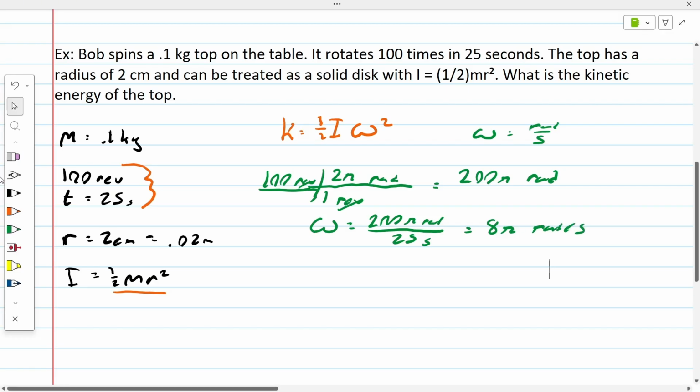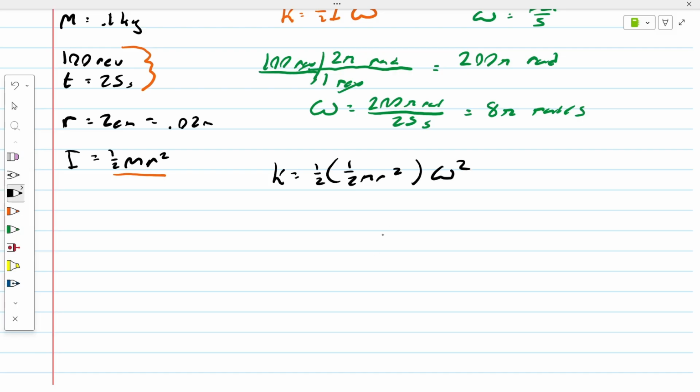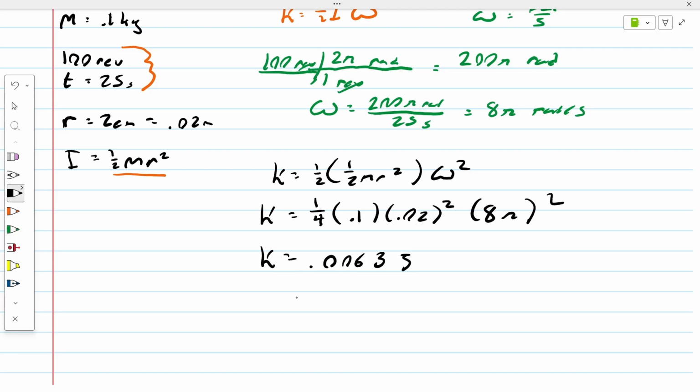Now we have all of the variables we need to solve this, so we can plug them in. We have K equals 1/2, and then I is its own 1/2 m r squared, times the angular velocity squared. If we plug in our values, we can combine these fractions to get 1/4. The mass is 0.1, the radius is 0.02 meters, because we need it in meters, and our angular velocity is 8 pi squared. Plugging this all in, our kinetic energy will be 0.0063 joules. And that's how we can find rotational kinetic energy.